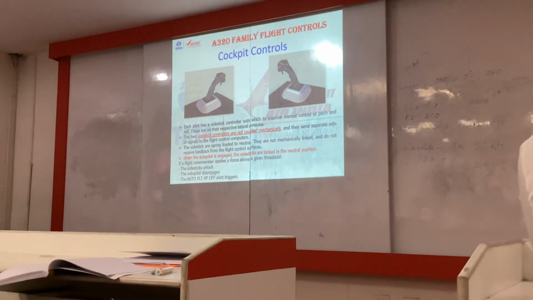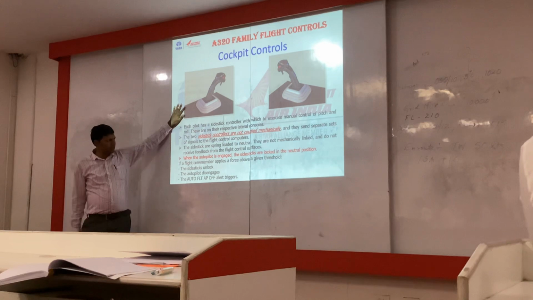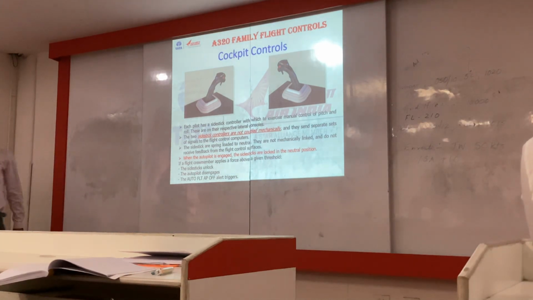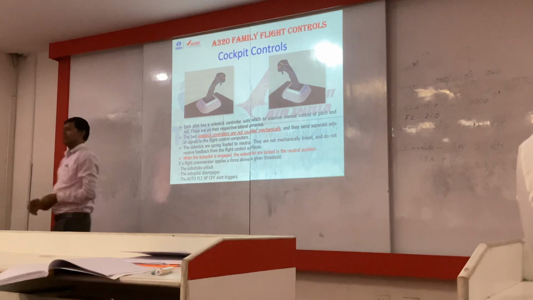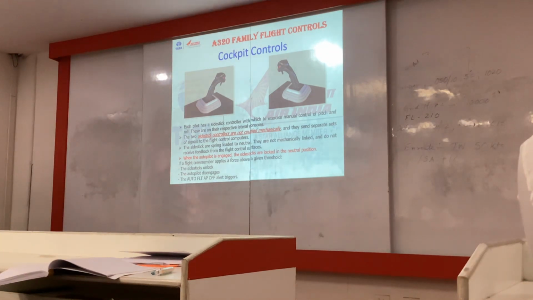Then the cockpit control system, side stick. Each pilot has a side stick controller to exercise manual control of pitch and roll. These are on the respective consoles. The two side stick controllers are not coupled mechanically. There is no direct mechanical connection between these two, and they send separate sets of signals to the flight computer. The side sticks are spring loaded to neutral. They are not mechanically linked and do not receive feedback from the flight control. In a later slide we will come to know how this is going.